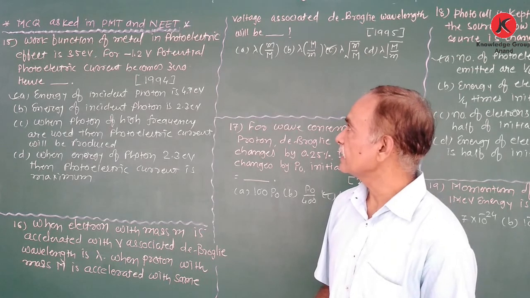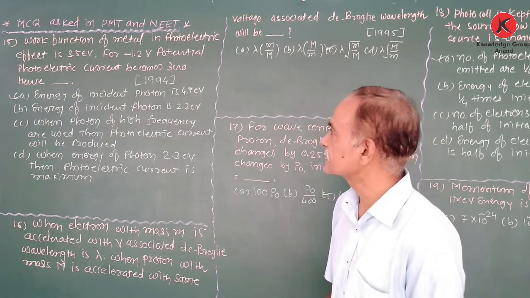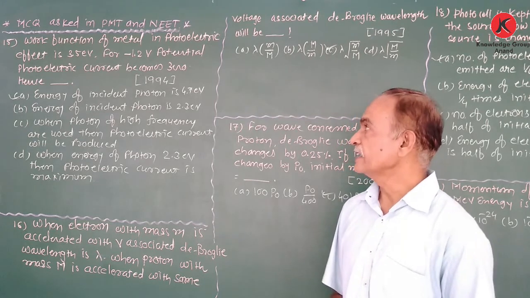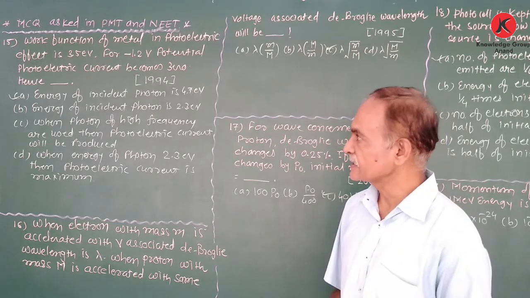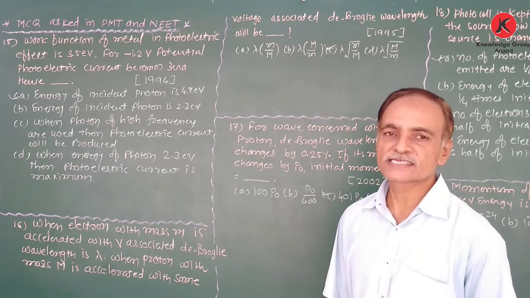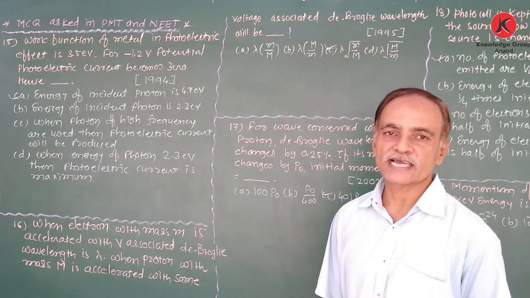The work function of a metal in the photoelectric effect is given as 3.5 electron volt. For a potential of minus 1.2 volt, the photoelectric current becomes zero. Hence, which of the following sentences is right?